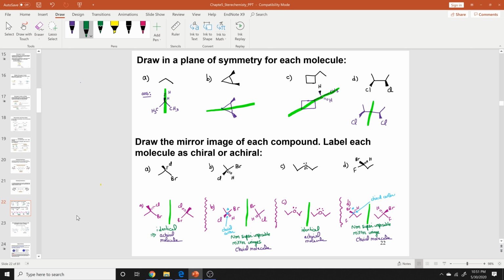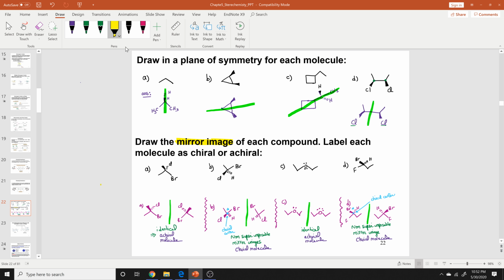In D, I can simply draw a plane of symmetry between these two carbons, and since the chlorines are on the same side, I'm cutting the molecule in half. So see, all of those are achiral molecules because I can draw a plane of symmetry cutting the molecule in half. Draw the mirror image. The moment I say mirror image, this means that I have at least one chiral center. So if the molecule has a mirror image, this means that the molecule is going to be chiral.